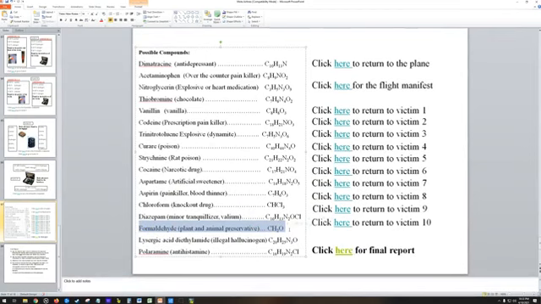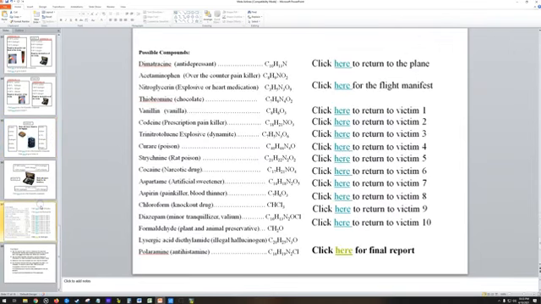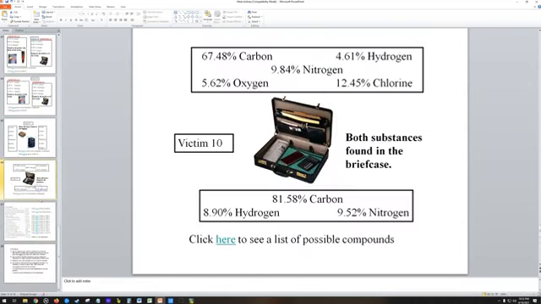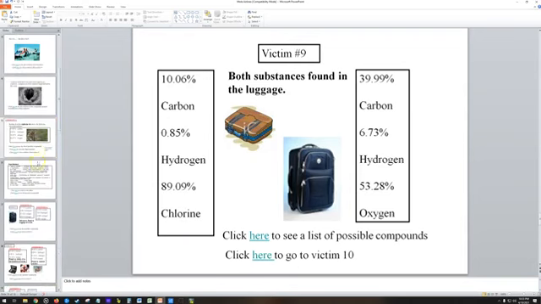Okay. So this compound was found on victim number 9 and the luggage. Formaldehyde. Chloroform and formaldehyde. Trying to figure out who victim number 9 could be. They're both found in the luggage. Let's look at the flight manifest.